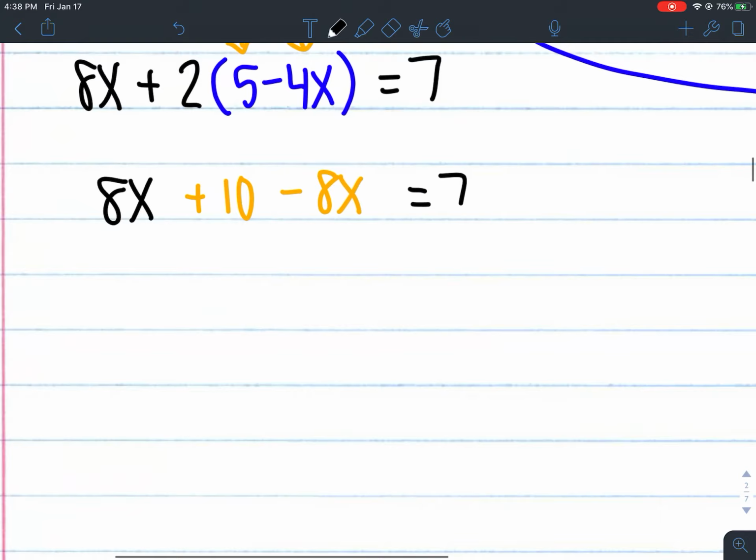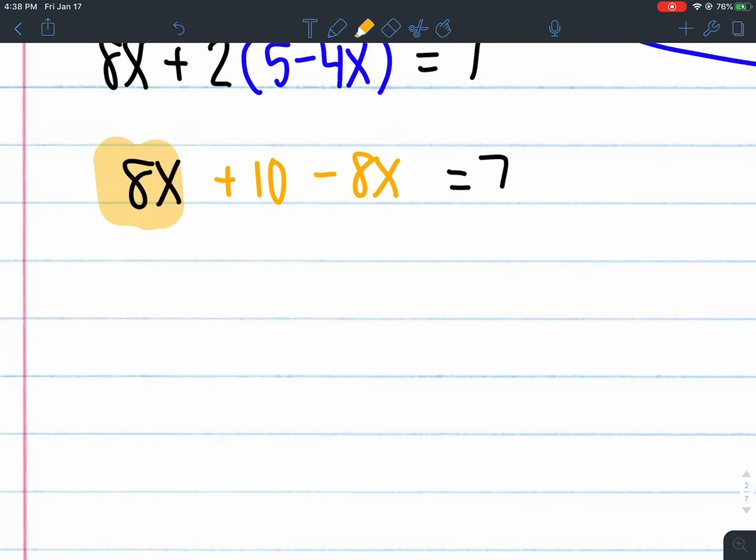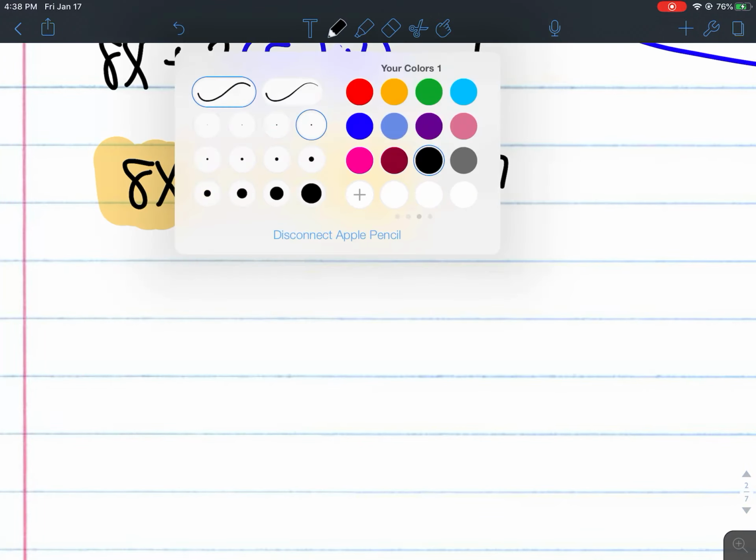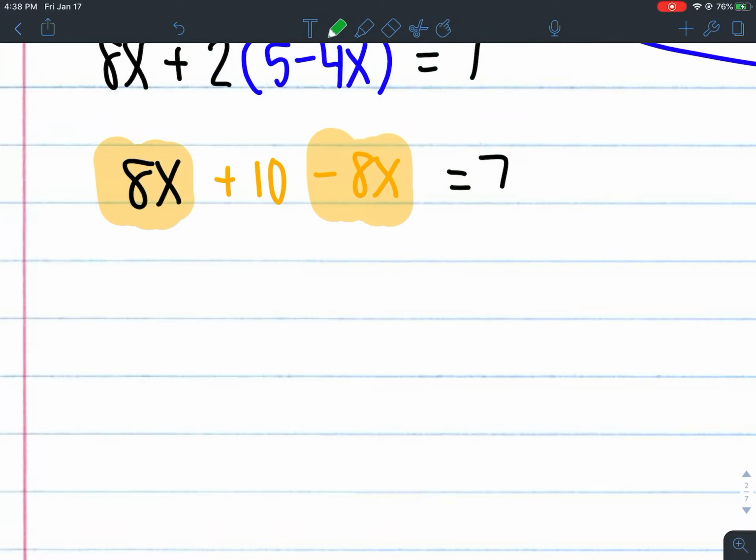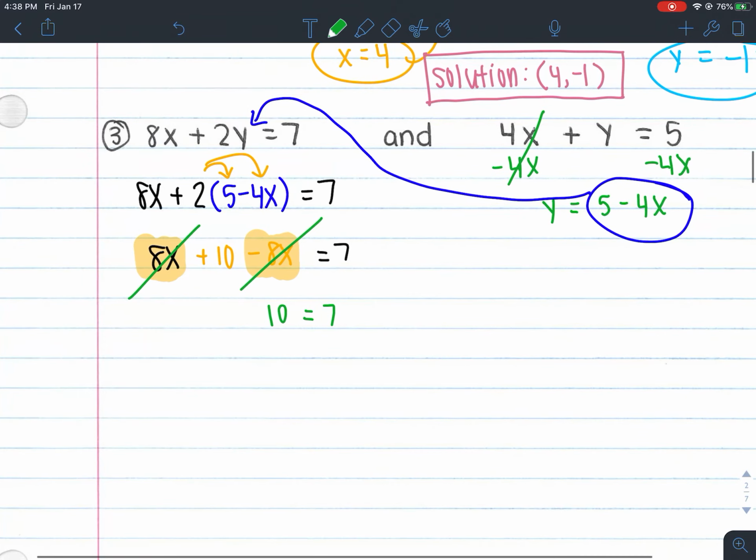Equals 7. All right. Well, now I've got to combine my like terms. 8x minus 8x. Well, what happens here? 8x minus 8x is 0. 8 minus 8 is 0. So I don't have any x's left. 0 x's. I have 10 equals 7. Does 10 equal 7? No. It means I have no solution.